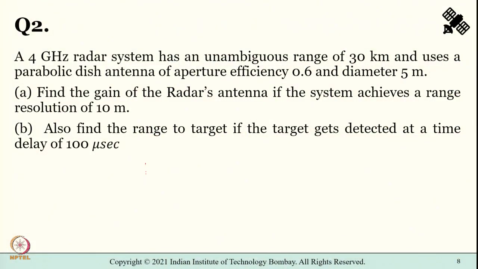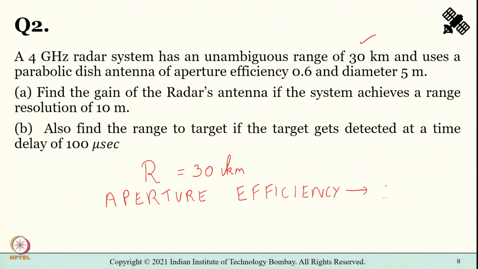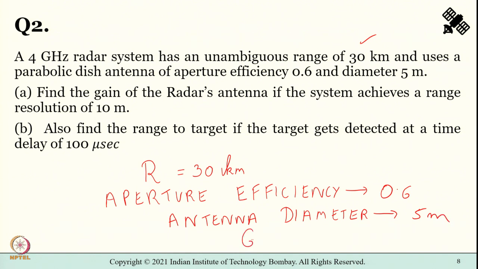So, here range is given as 30 kilometers. Okay. It is given that we have a parabolic dish antenna of aperture efficiency 0.6. Let us write that down. Aperture efficiency 0.6, and it is also mentioned that a parabolic dish antenna is used of diameter 5 meters. So, let us write that down. Antenna diameter is 5 meters. The first question is find the gain if the system achieves a range resolution of 10 meters.